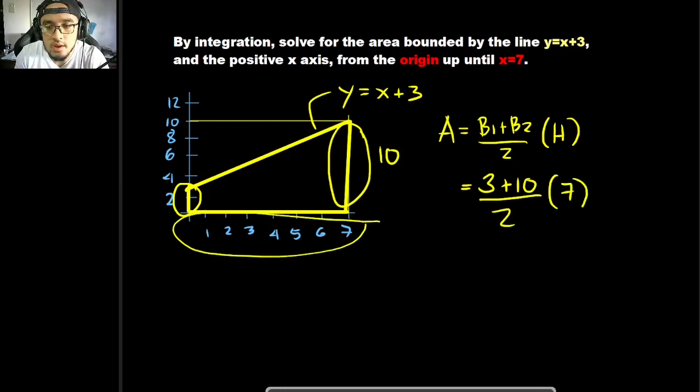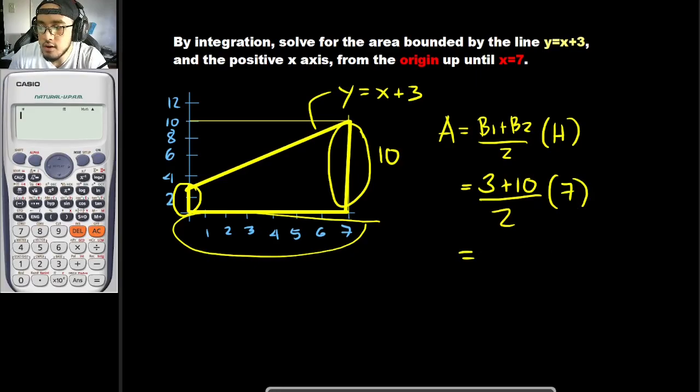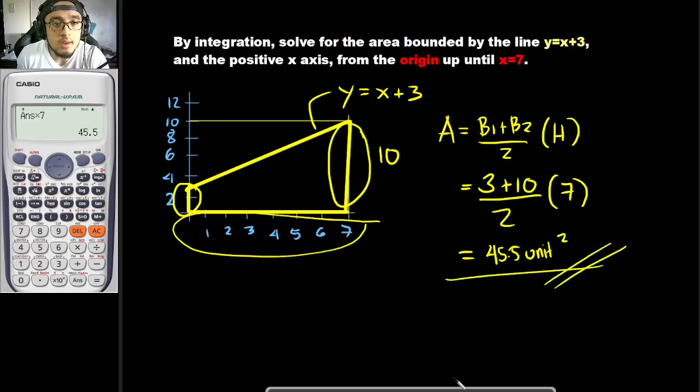So from that, with the aid of our calculator, our area there should be 3 plus 10 divided by 2 times 7. That is to be equal to 45.5 unit squared. So this is to be our area. But in this problem, we are to use integration. So from that, we would be solving for this area right here using the concepts that I have been teaching you a while ago. And let's check if we would be arriving at this particular answer right here.